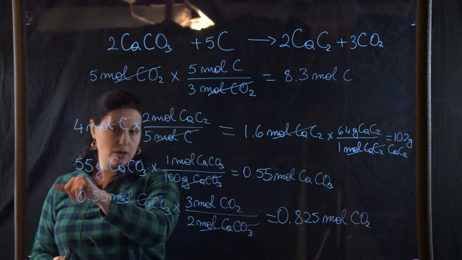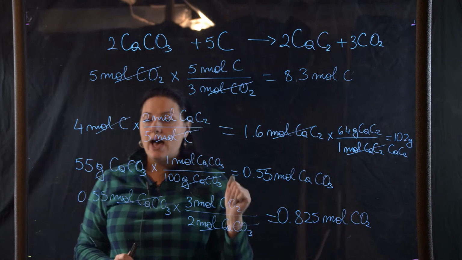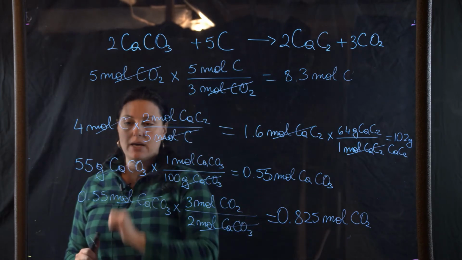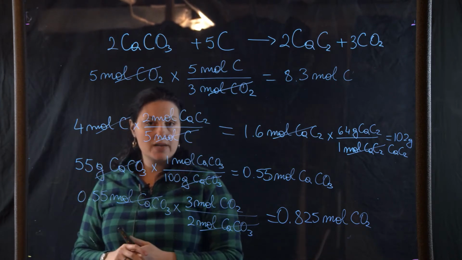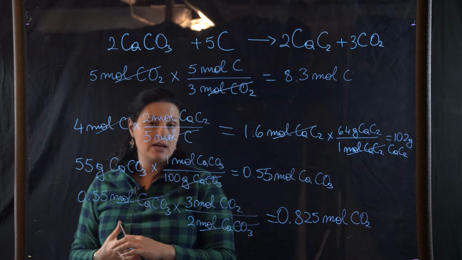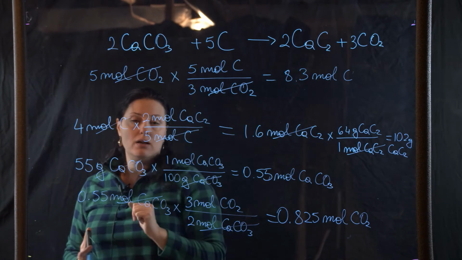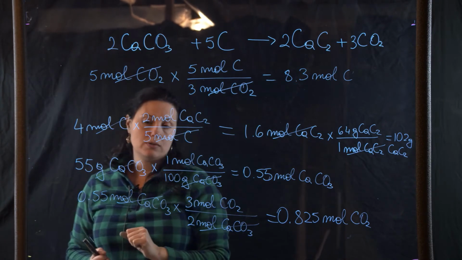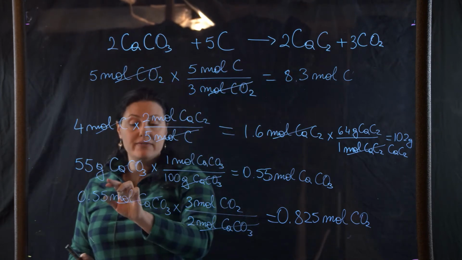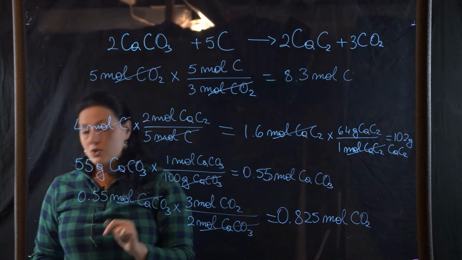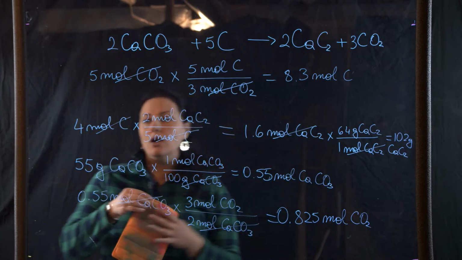I started with an amount in grams, and I was asked to calculate how many moles of a different substance I could produce from that much calcium carbonate. Anytime you see an amount in grams, when you start anyway, you cannot use this reaction with an amount in grams. You have to convert that first to moles. If you are given an amount in moles, you can use it because it's already in moles. But if it's in grams, then you can't do that. You have to convert it first to moles.